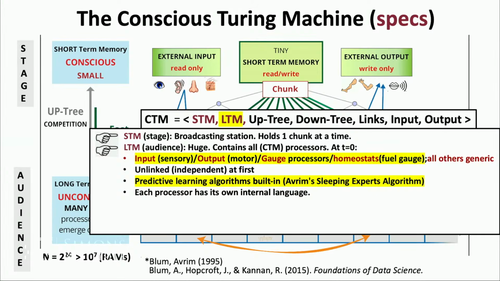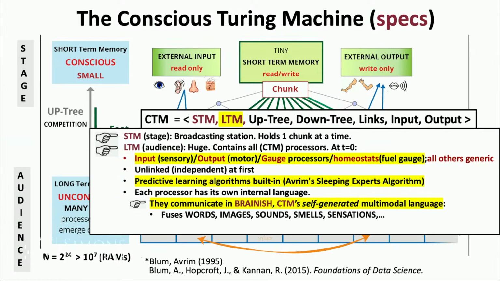Okay, and each processor has its own internal language, but the processors communicate in Brainish, which I said is the CTM's self-generated multimodal language. What this language does is it fuses words, like English words, images, sounds, smells, sensations. For example, the Brainish label for a rose might be a fusion of the red color, the sweet smell, and the soft touch of the petal. So all fused together in a Brainish word.